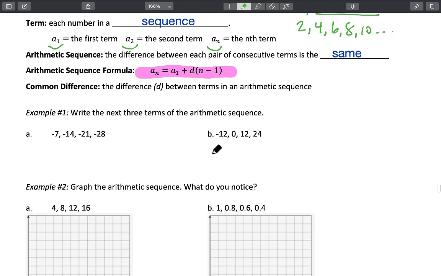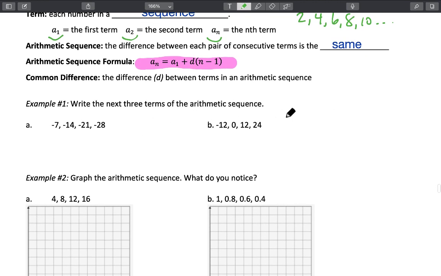In example 1, we want to write the next 3 terms of each arithmetic sequence. So there must be a common difference, and our job is to figure that out. So we have -7, -14, -21, -28. It looks like our common difference is -7. We keep subtracting 7. So the next few terms would be -35, -42, and -49.